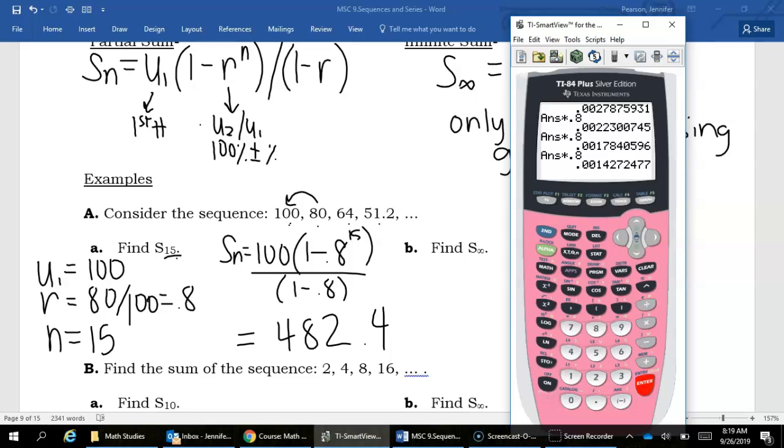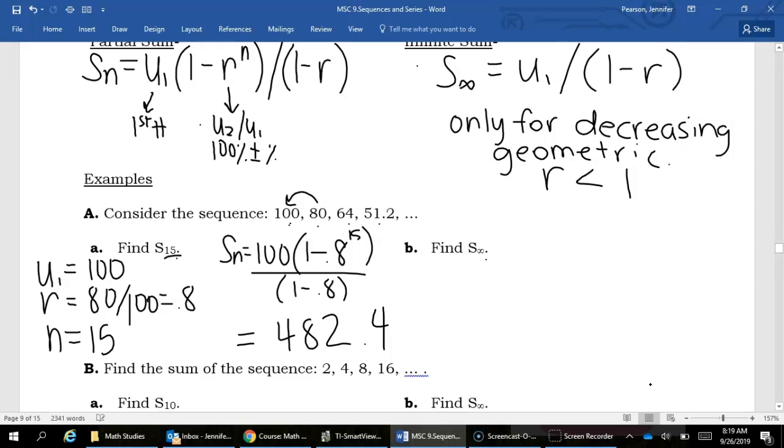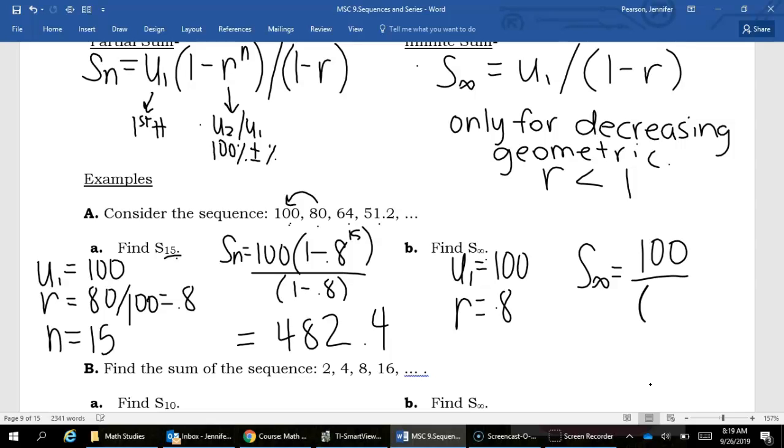So if we're going to add all those numbers, we can use our infinite sum formula. I need the first number, and I need the ratio. And I had those over there, 100 for the first number, 0.8 for the ratio. Let's go into the formula. The infinite sum is first number divided by 1 minus the ratio. And I can actually do that one in my head because 1 minus 0.8 is 0.2, which is like 1/5, which is like 5 times 100, which is like 500.